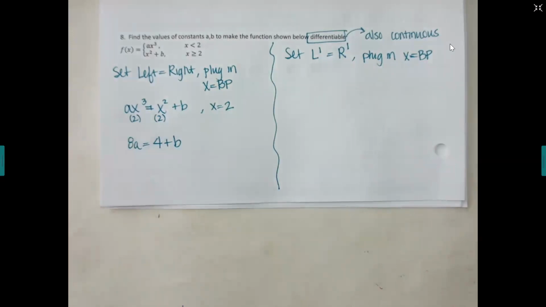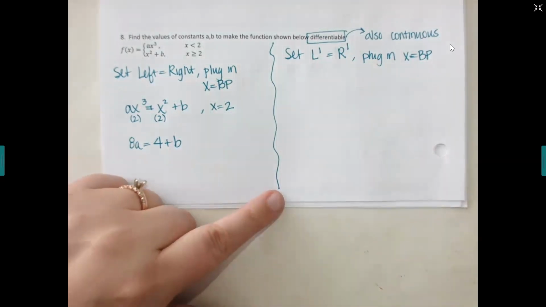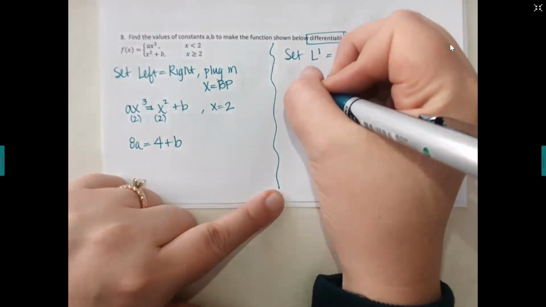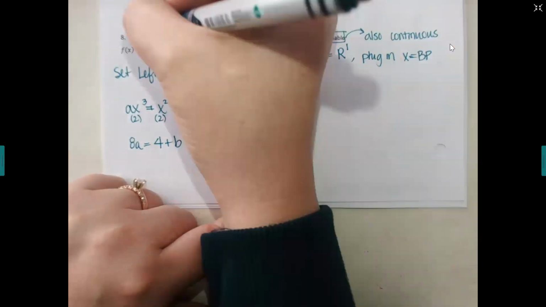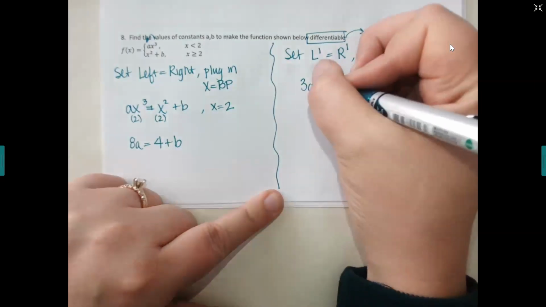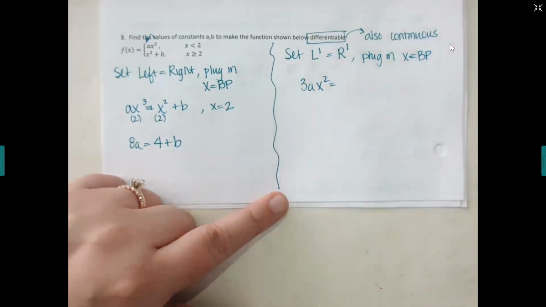Okay, then we get to this point. We have two unknowns. We don't know what a is and we don't know what b is. That's where we're going to come over here to our second side. Now what are we going to set equal? Left prime and right prime. So on the top, what is the derivative of AX cubed? 3A in the front, and then what power on X now? 3 times down on A is 3AX squared, equal to.